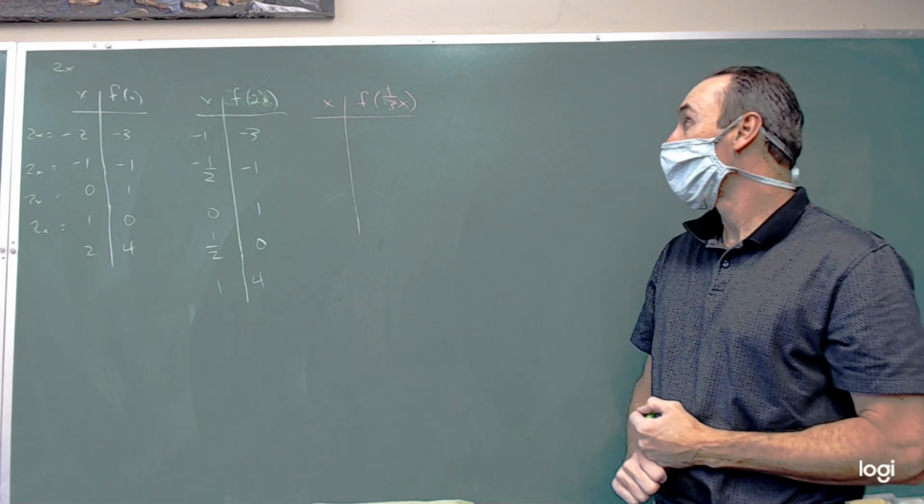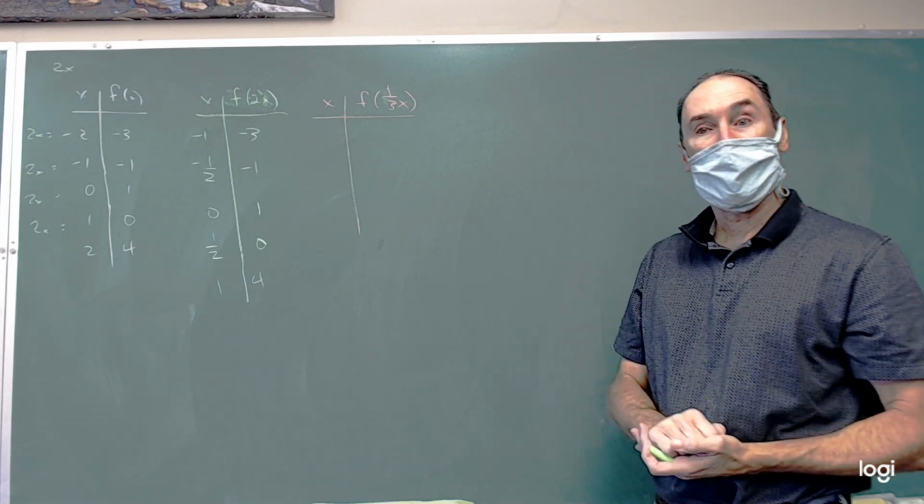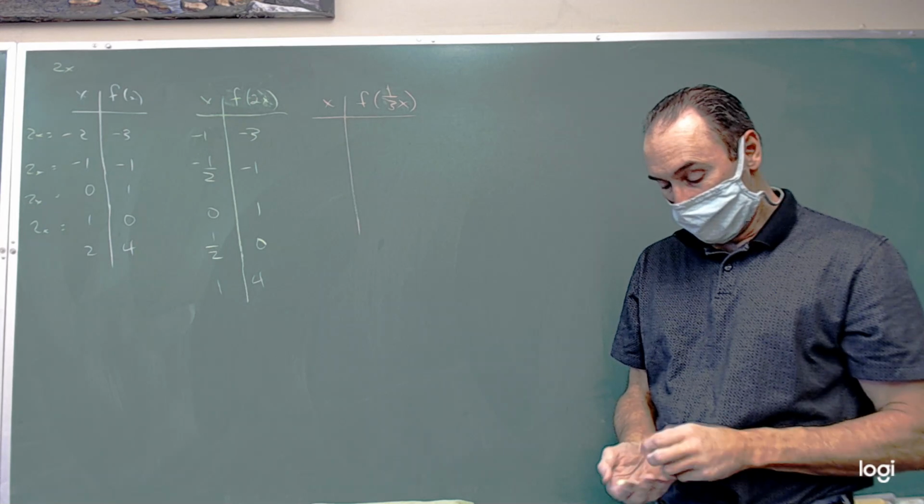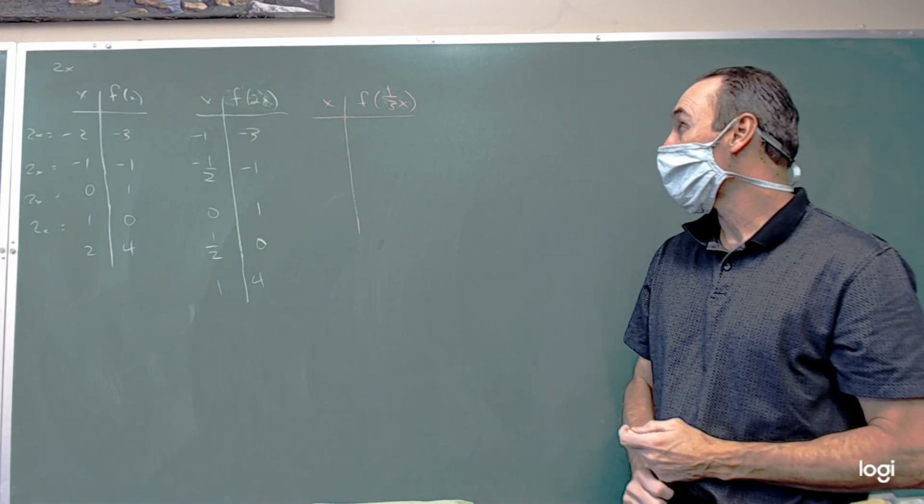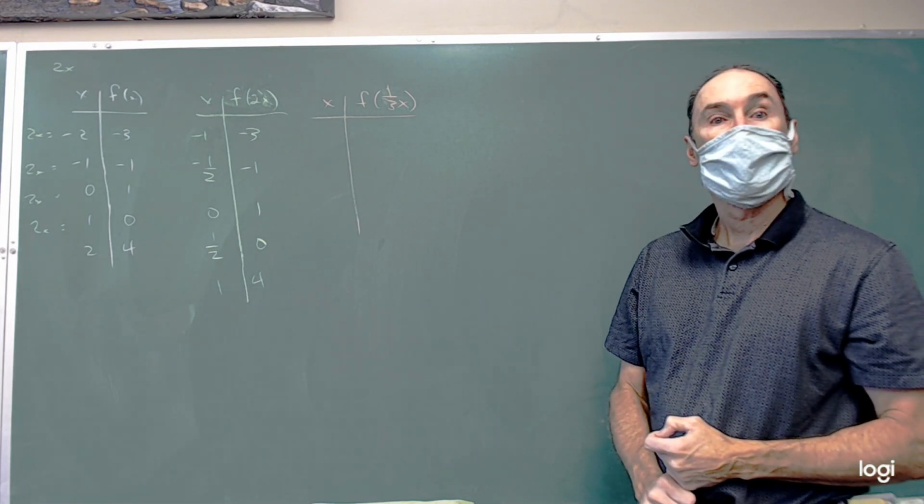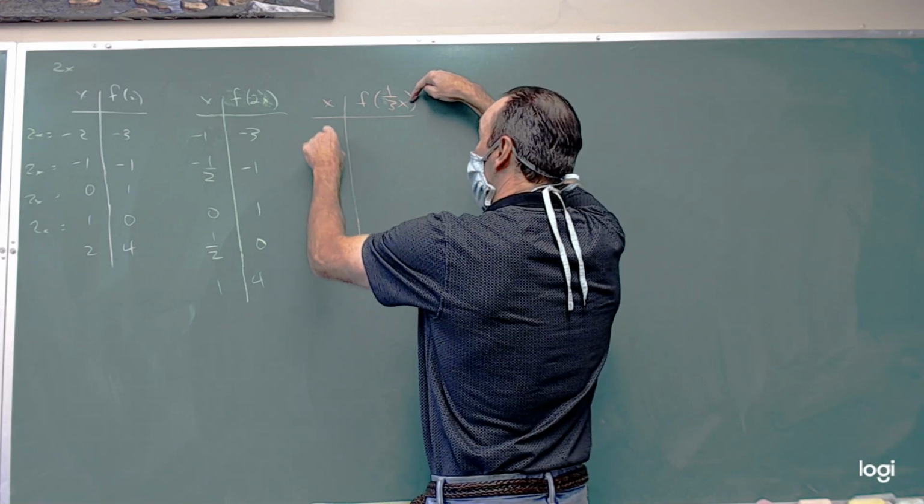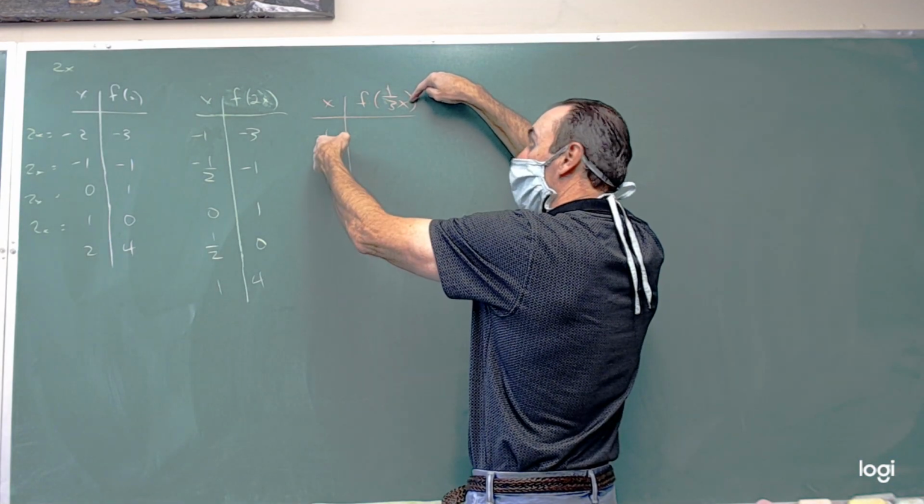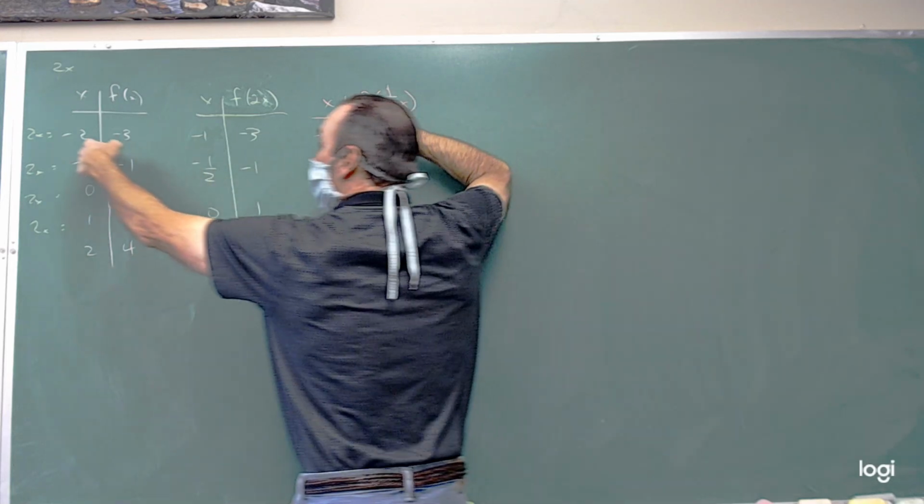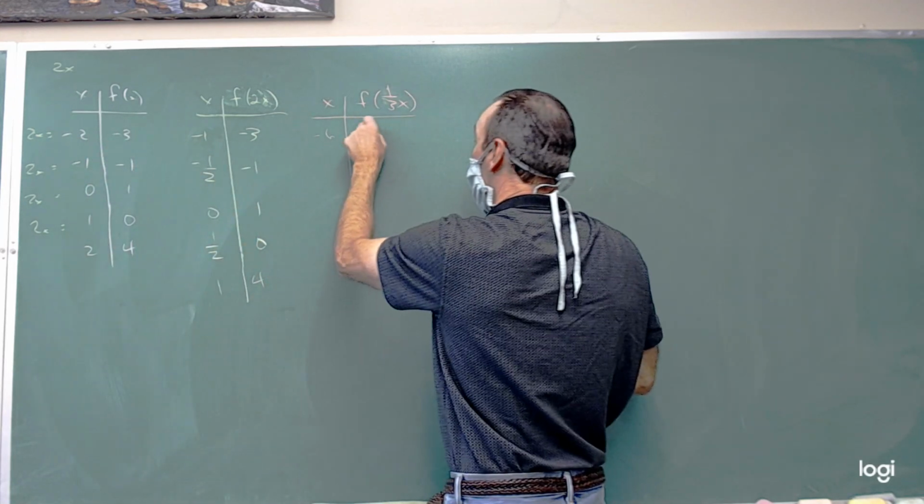Okay. Ready to try it here? Sage, what's your first value of x going to be? Negative 6. Yes, because when we plug in negative 6 here, 1/3 times negative 6 is negative 2. f of negative 2 is negative 3. We can evaluate that.